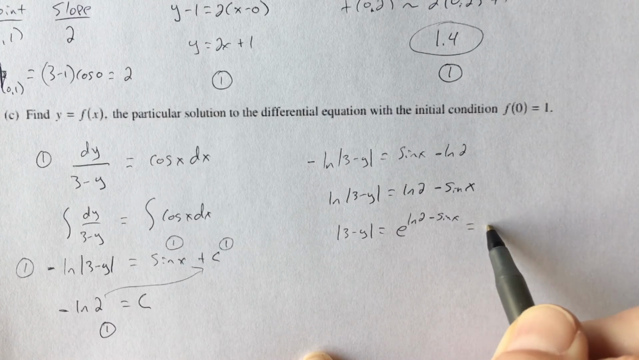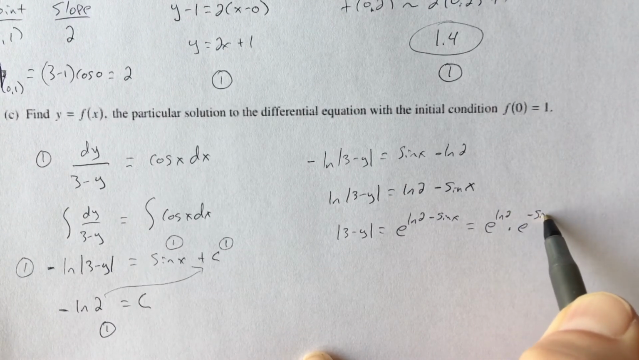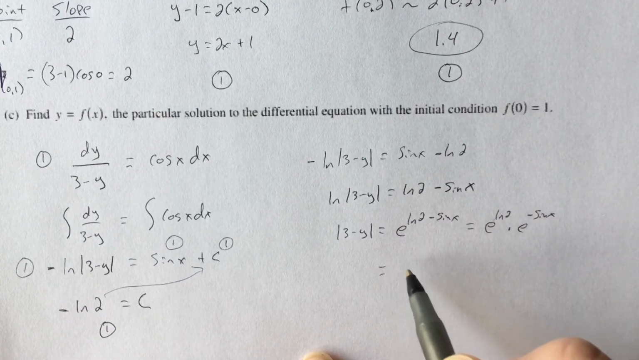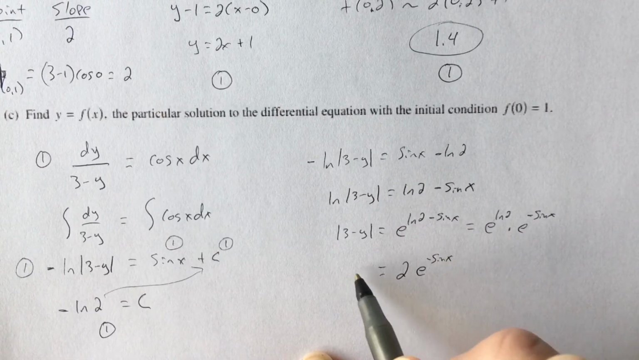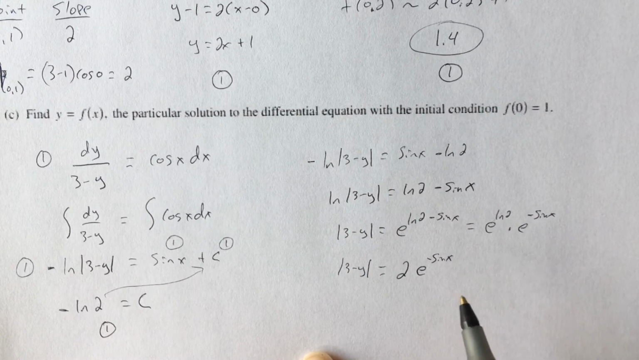And we could split that into e to the natural log of 2 times e to the negative sine x. And e to the natural log of 2 is 2. So I can get 2 e to the negative sine x. Again, that's a step you don't have to take, but you'll see the AP do that quite a bit.